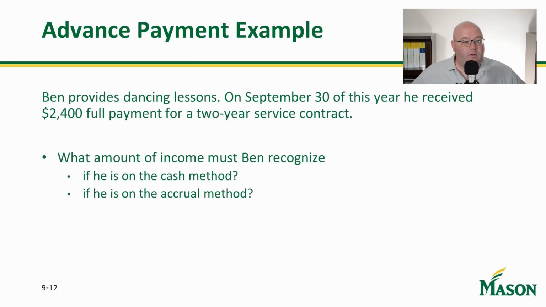Advance payment example: Ben provides dancing lessons. On September 30th of the year, he receives $2,400 full payment for a 2-year service contract. What amount of income must Ben recognize? If he's on the cash method, he's got to recognize it all. He's got cash. Cash is king. He got it, it's do re mi, emphasis on me, and I am looking pretty good. So I've got to recognize all that income.